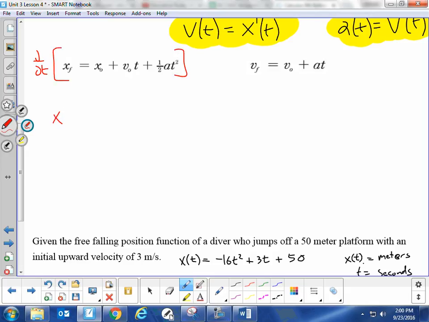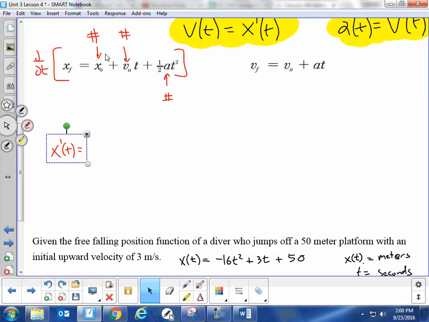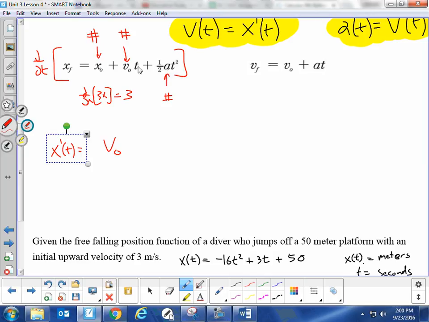Now, we will just say this is x prime of t, okay? Now, this is initial position. This is just a number. This is initial velocity. This is just a number. This is acceleration. This is just a number. If I took the derivative of a number, what do I get? I just get 0, right? Well, if I take the derivative of v times t, a number times t, I just have the number. The t goes away, just like the derivative of 3x is just 3. The derivative of v times t, if v is a number, would just be v.